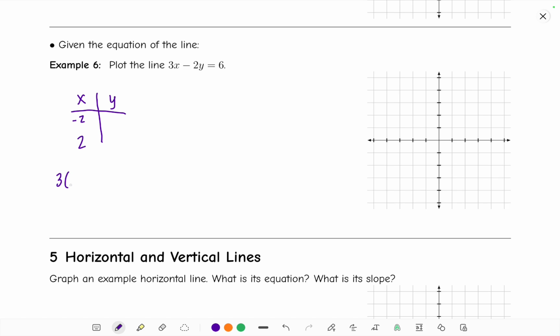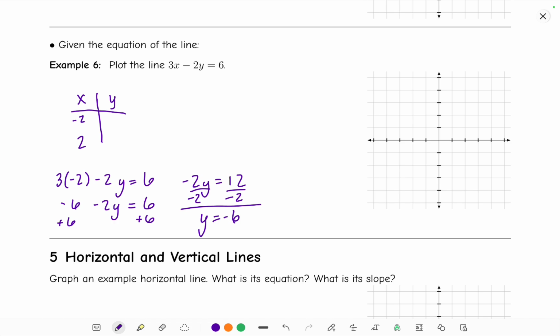So for -2, we get 3 times -2 minus 2y equals 6. -6 minus 2y equals 6. Add 6, add 6. -2y equals 12. Divide by -2, divide by -2, y equals -6. Now sometimes this does happen, where you pick an x value, you get a y value, -6. That's perfectly correct. But when I look at my graph, I can't plot -6. So let's choose -1 then. Just change your value up a little bit.